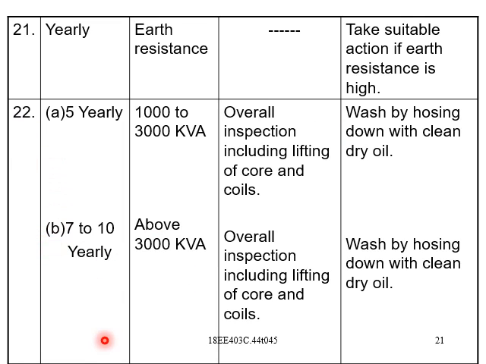And B in the 22nd point is 7 to 10 years maintenance. For every 7 to 10 years, maintenance is done, that is for above 3000 kVA transformers. This is also the same: overall inspection including lifting of core and coils, and wash by hosing down with clean dry oil.